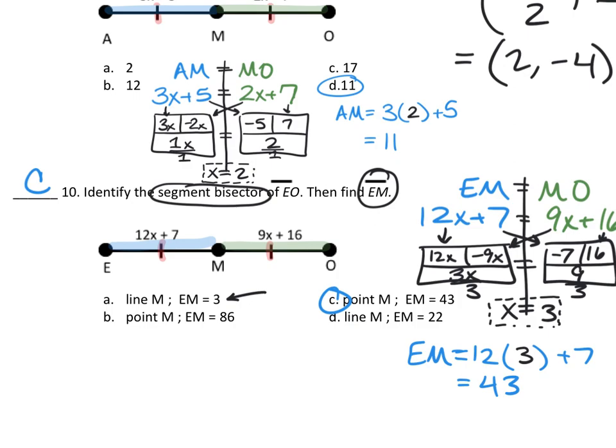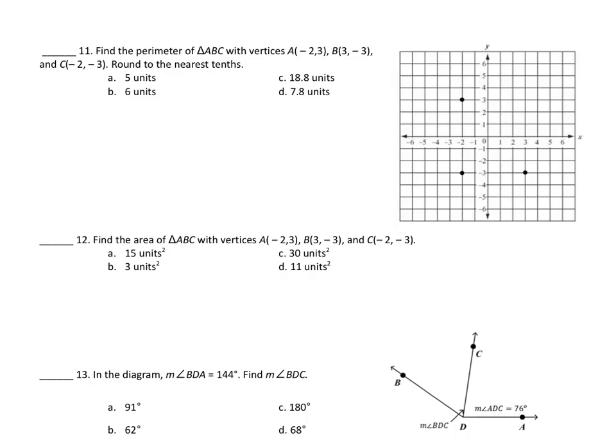It's a different one. Okay, for this next problem, now that we've taken a break, it says find the perimeter of triangle ABC with vertices negative 2 comma 3, 3 comma negative 3, and negative 2 comma negative 3, round to the nearest tenths. Okay, here's what I've done for you. I have already plotted those 3 points. We just need to connect the dots here on the grid.